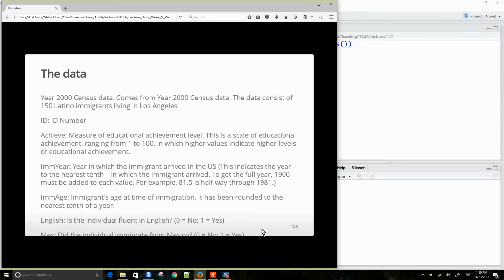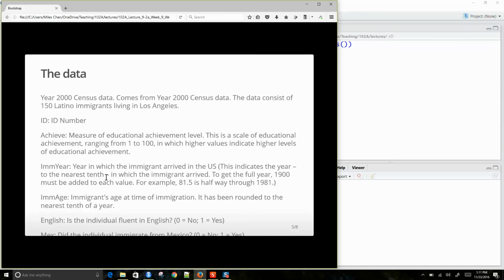So when we take a look at our data set, we're going to see it's coming from the year 2000 census data. We're looking at 150 Latino immigrants living in Los Angeles, all right? And the researchers somehow came up with some kind of educational achievement level, and this ranges from 1 to 100, where higher values indicate higher levels of educational achievement. And it doesn't give us much more detail than that, so we don't know what this means. I'm assuming if you got your PhD or you went to med school, you would be very close to 100, and if you did not go to grade school or something, then you would be close to the one. But I have no idea where high school graduation would put you on the scale. They didn't give us any more details. But apparently they use some kind of scale across everybody, and they've put numbers on there, all right?